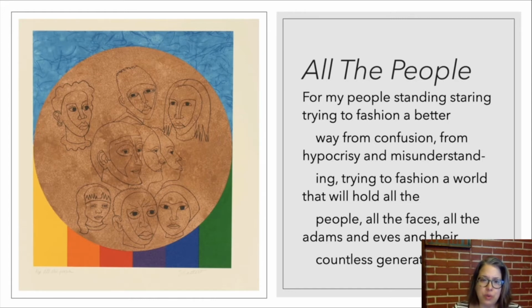So, in addition to this medallion of faces that she has in the middle on a gold background again, we have a blue upper half behind that, and then a rainbow beneath. And that creates a unity and I think works towards this kind of universal message. So it's not for just people right now, but like Walker mentions in her poem, for all the faces, all the Adams and Eves, and their countless generations.